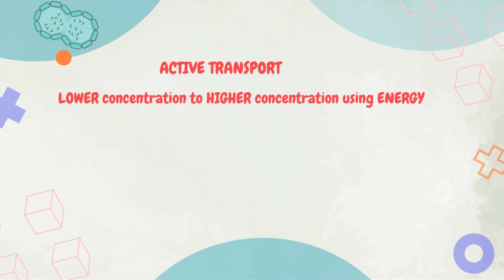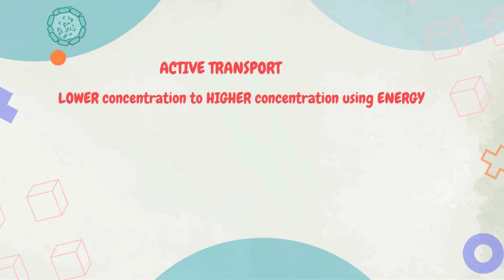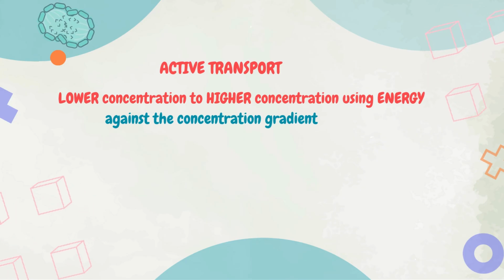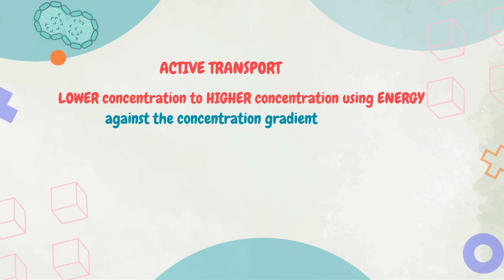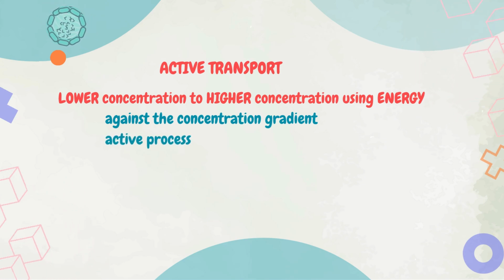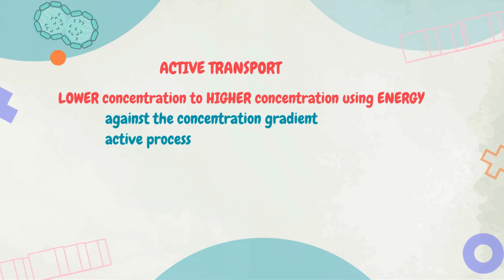To recap, active transport is the movement of substances from the region of lower concentration to the region of higher concentration using energy. During active transport, substances move against the concentration gradient, meaning they move from where they are less to where they are more. It is an active process, meaning that the process uses energy to take place.